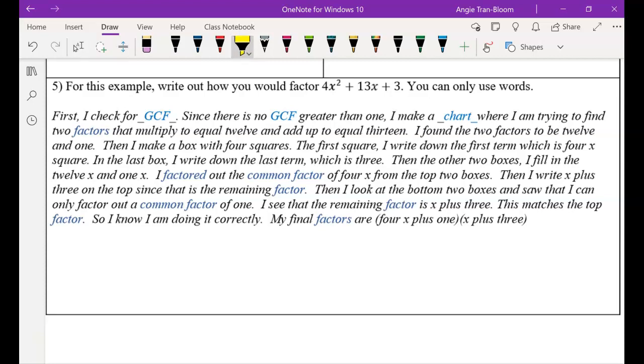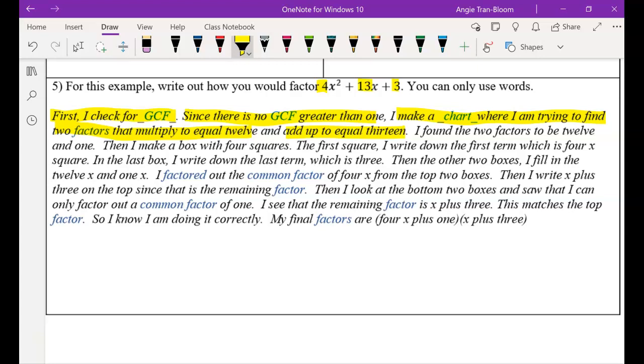But the first couple of things that I would like for you to always write is, first, I check for GCF. Since there's no GCF greater than 1, I make a chart where I'm trying to find 2 factors that multiply to equal 12. Remember, the reason I said 12 is because A times C is 12. Then they add up to 13, which is my B value.